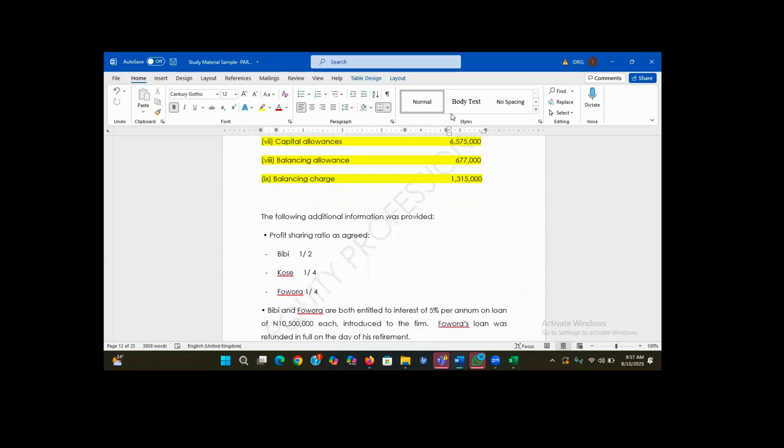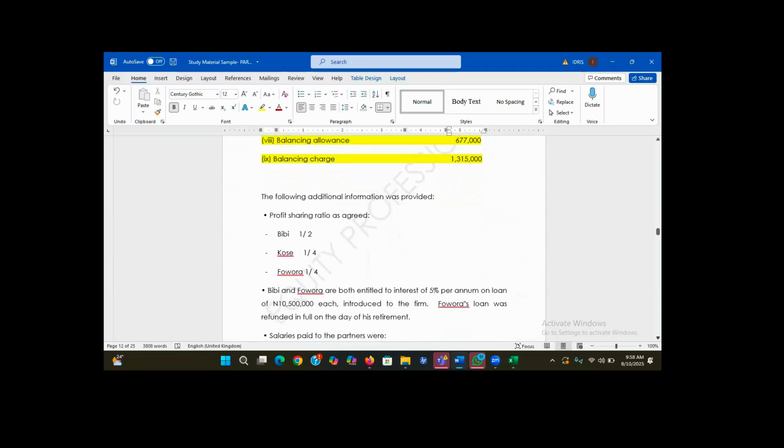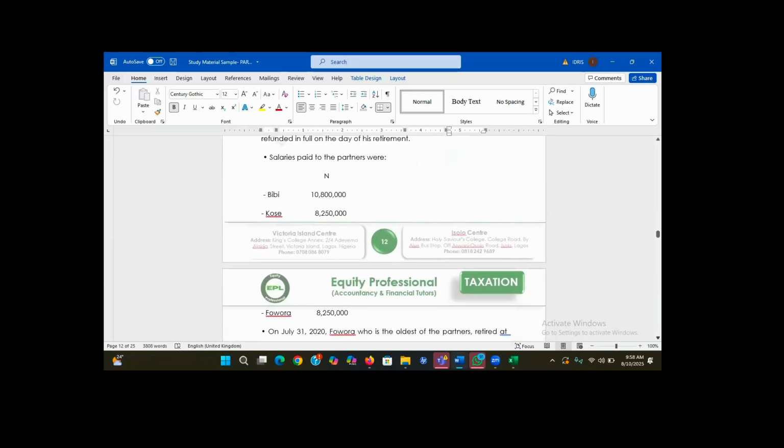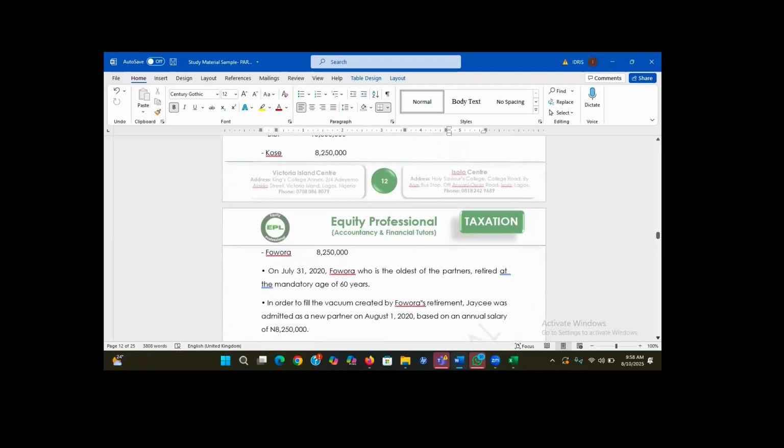How many partners do we have in this question? You have 3 partners, BB, Kose and Fowora. But as time is going on, during the year, one of them resigned and another person joined them. Who retired? Fowora retired.